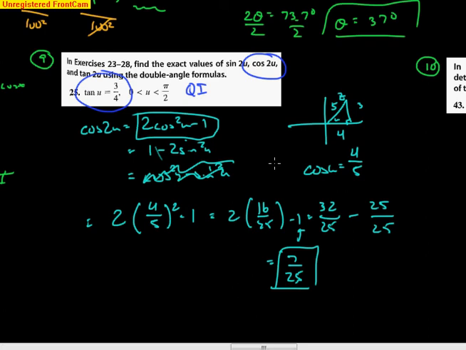So again, never do I care what the angle measure is. I don't care what u is. I just want to find these other trig values, given one trig value. So a lot of times it involves a triangle, especially when they give you this interval for the angle.